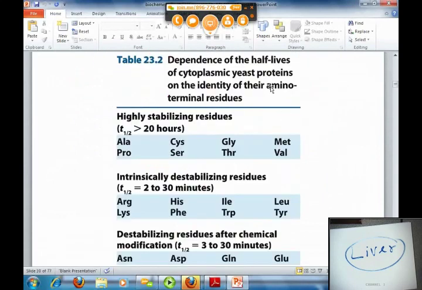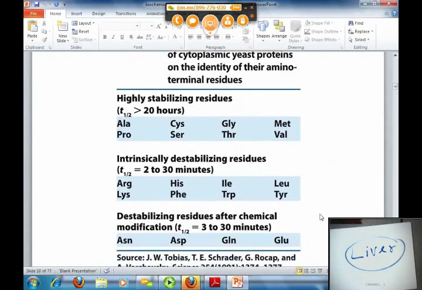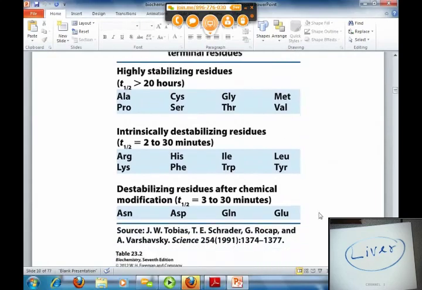And these are some of the half-lives of cytoplasmic yeast proteins. In one of the experiments, they worked with highly stabilizing residues and intrinsically destabilizing residues, and they worked out the mechanism of action.